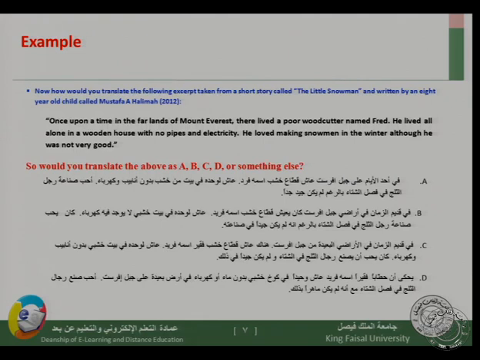But what matters to us here is how to translate a short story for children, in particular, with regard to this one. Now, would you translate the above as A, B, C, D, or something else? I will read them out. Let me change the glasses so that we don't make any mistakes.